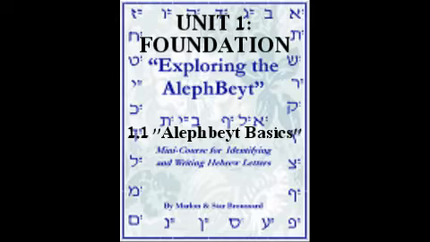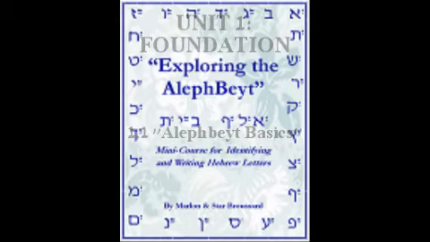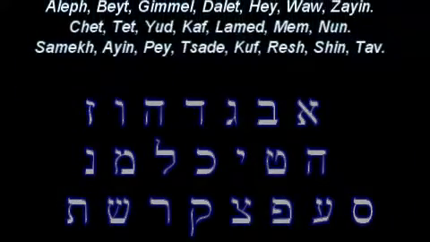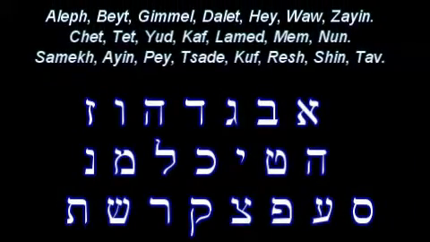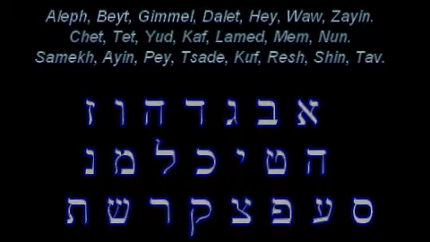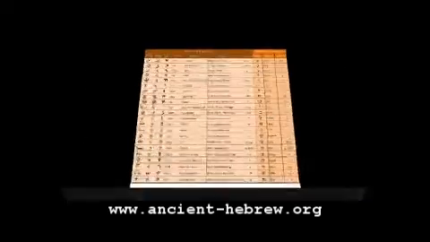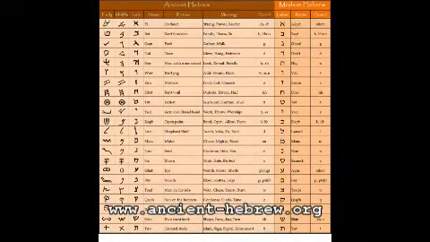The Aleph Beit, or Hebrew alphabet, is a fascinating language that contains 22 letters from Aleph to Tav. This course will explore biblical or classical Hebrew, excluding the vowel points, which were later represented with dots and dashes. The original Hebrew script was written in pictographic form.